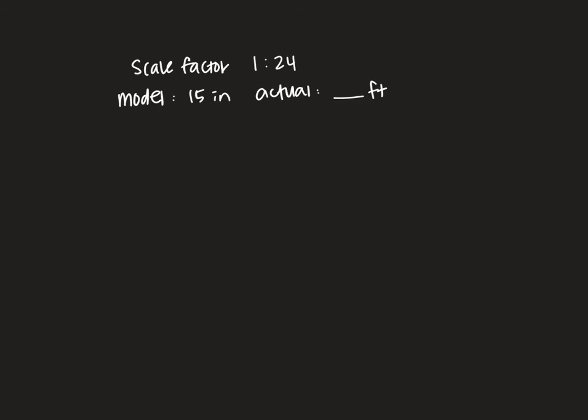So if you see this, even though your scale factor is 1 to 24, which means you're going to have to use the same unit, my model is 15 inches, and then my actual thing is going to be in feet. So how do you work on this one? First, I am going to put them in a fraction form like model over actual, and I'm going to plug in what I know from the scale factor. Then I'm going to plug in the information that I have.